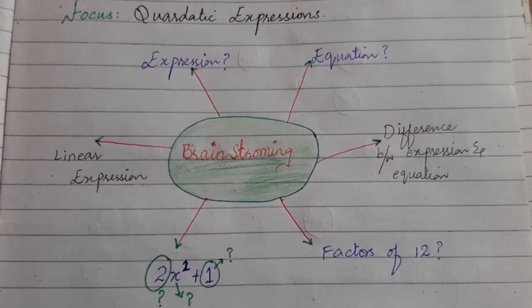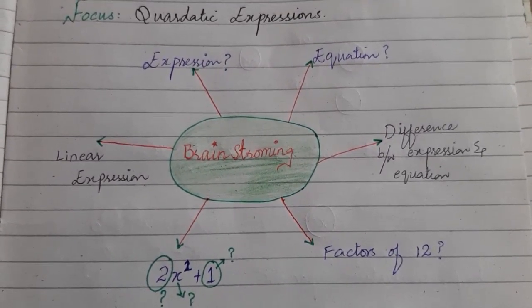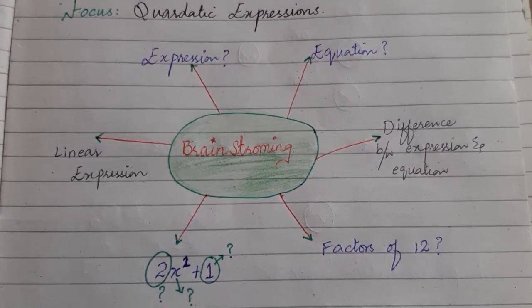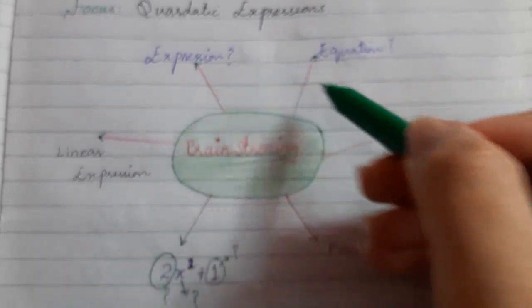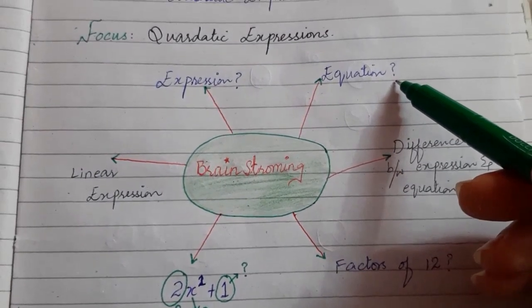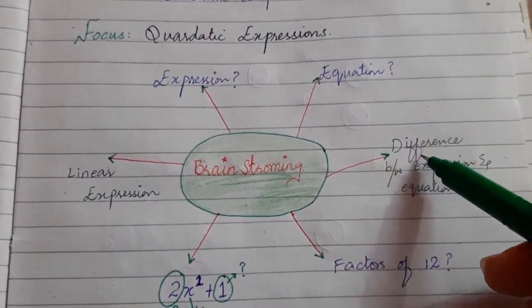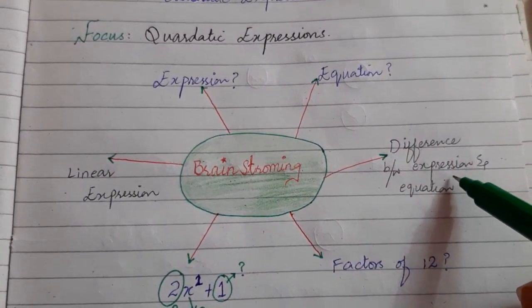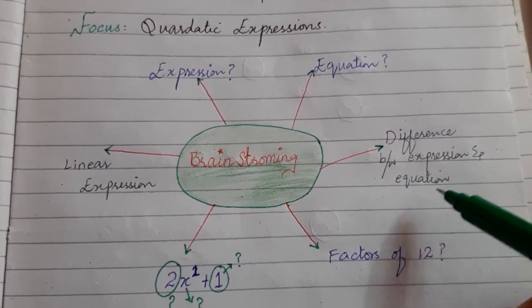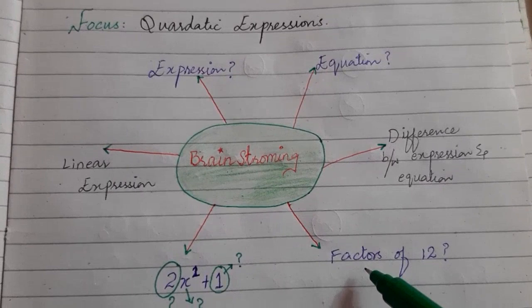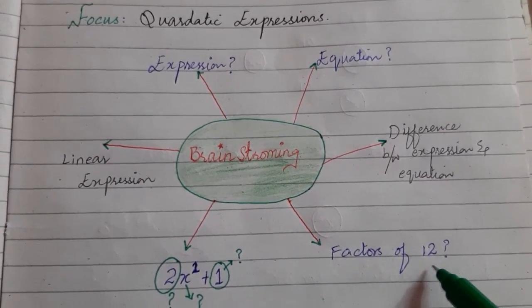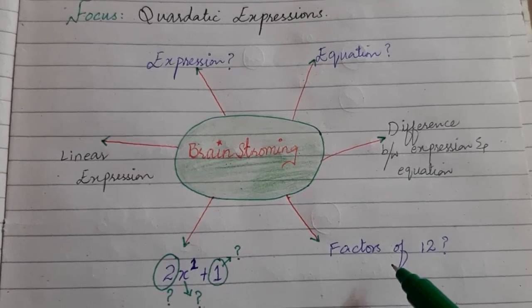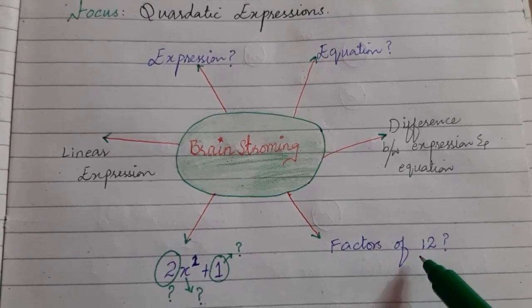Here I am going to ask some questions and you have to tell me the answers. What is an expression? What do you mean by an equation? What is the difference between an expression and an equation? What do you mean by factors and what are the factors of 12? And by which method can you find the factors of 12?